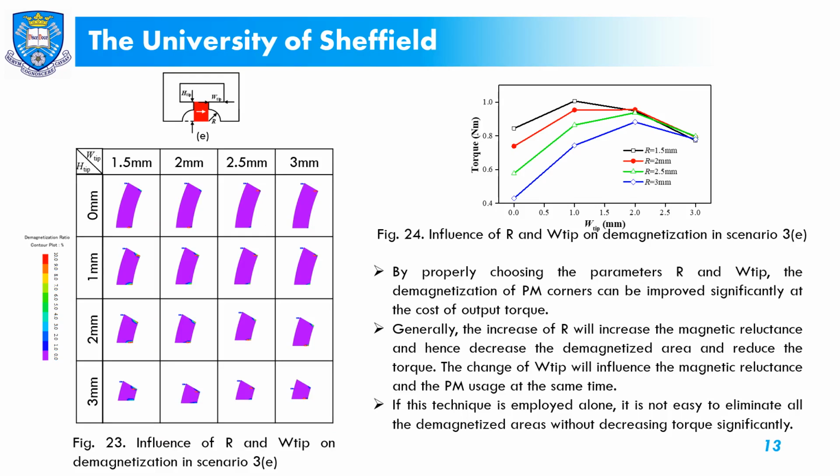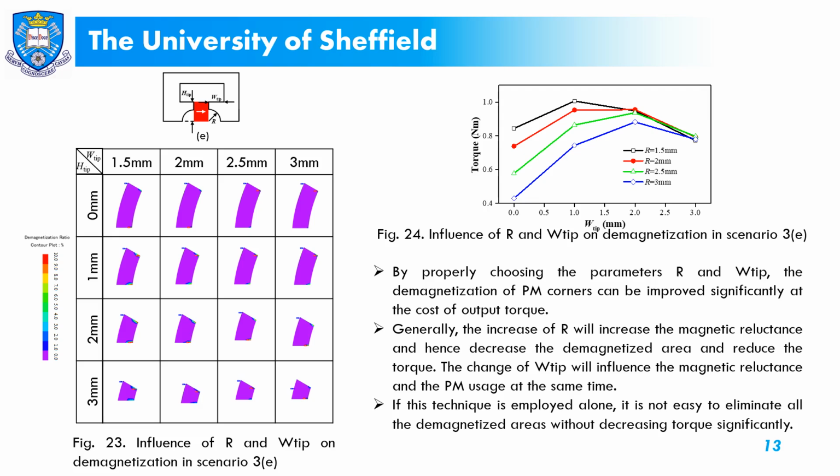Fig 23 shows the influence of the parameter R and W-tip on demagnetization in Scenario 3e. By properly choosing the parameter R and W-tip, the demagnetization of PM corners can be improved significantly at the cost of output torque.